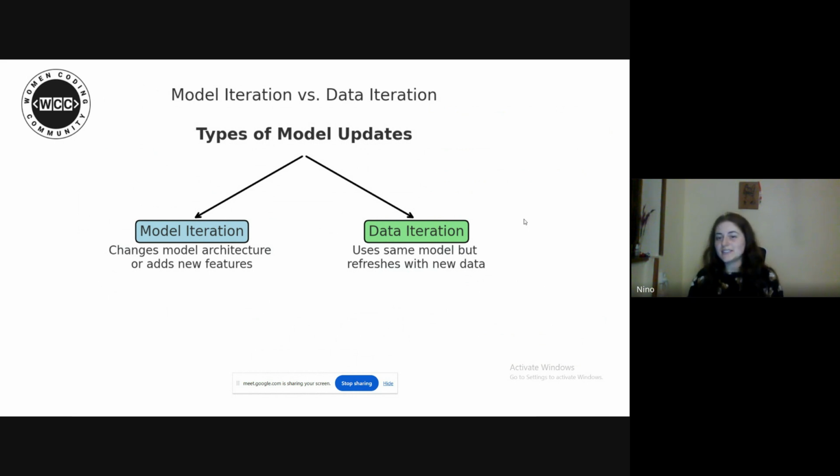While in the case of data iteration, we don't change anything about the model. Everything stays the same, and we just add the new data, and we do retraining in this way. So this is called the data iteration method.